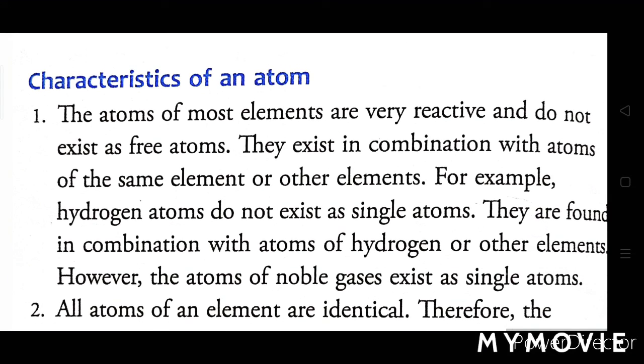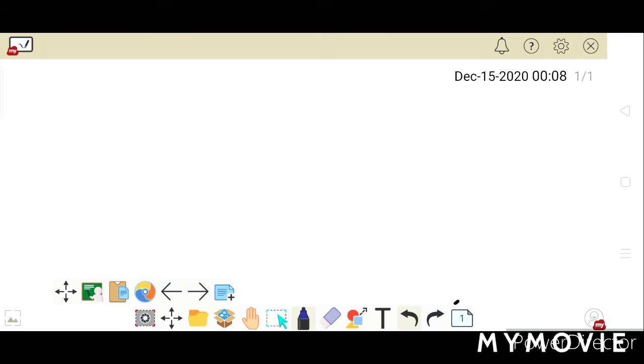So in this characteristic, they are trying to say that the atoms of an element are reactive, so they do not exist as free atoms. They are in combination with the atoms of the same element or a different element. For example, two atoms of hydrogen. I will show you on a whiteboard. Here, I will draw two atoms of hydrogen.